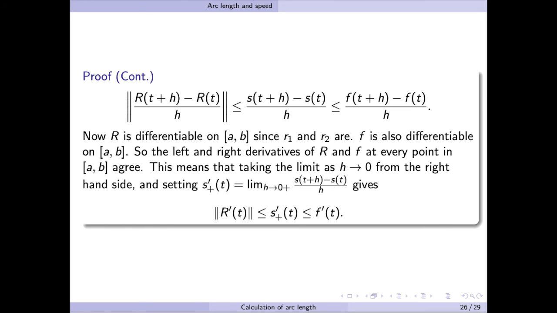R is differentiable on AB since R1 and R2 are. F is also differentiable on AB by the fundamental theorem of calculus. So the left and right derivatives of R and F at every point in AB agree. That means they are equal to each other.